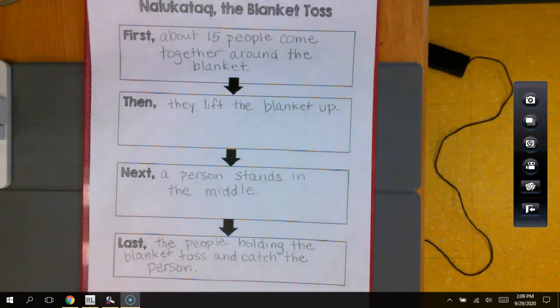So boys and girls, great job. You just sequenced the blanket toss. Remember, sequence is when we put things in a certain order. We order events that happen in the story. Okay? And remember, visualize is when you picture things in your mind. Great job, boys and girls.